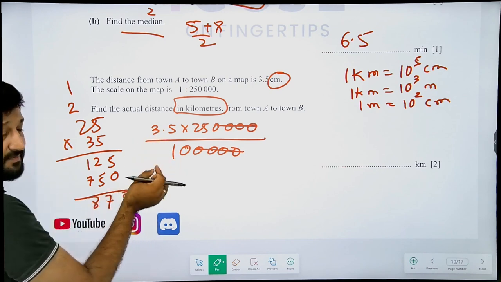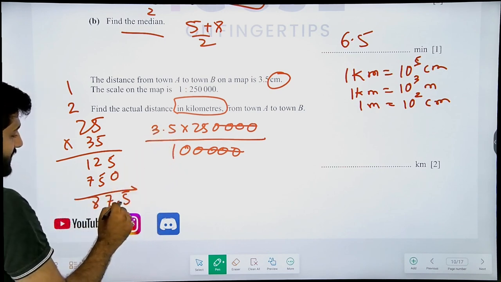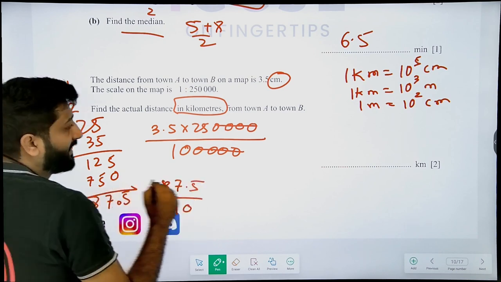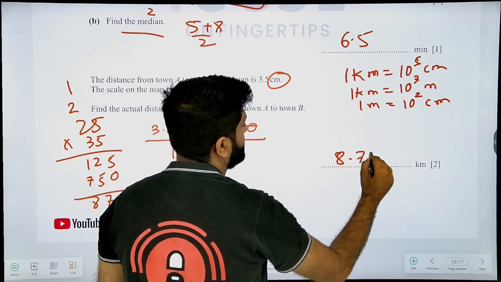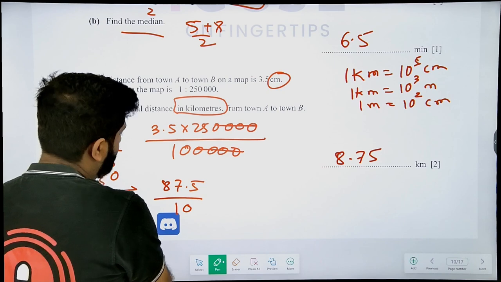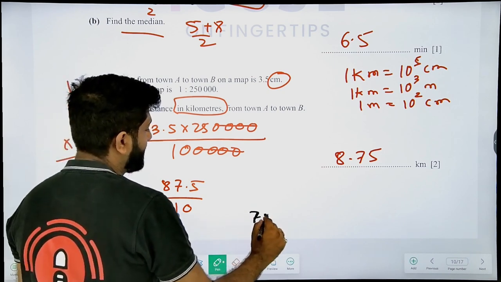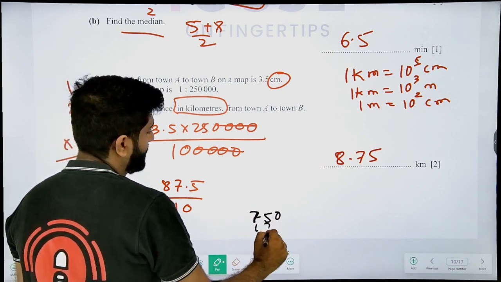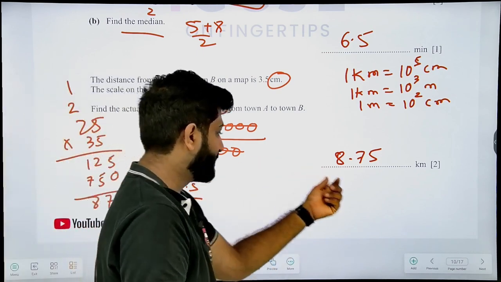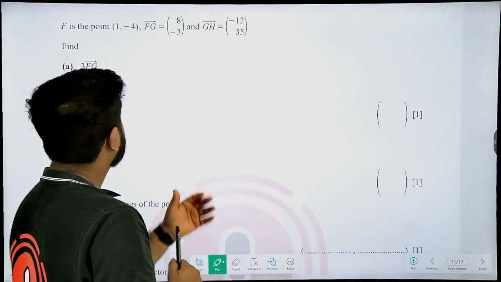So this is, guys, nothing but, I have a decimal over here, right? So this is 87.5. Again, that is going to be divided by 8. So the answer is going to be 8.75 kilometers. Right? I don't think I have made any mistake. So that is 750 into 3 is 125. So 875. Yes, that is the correct answer. Yes, 8.75 kilometers. Next question.